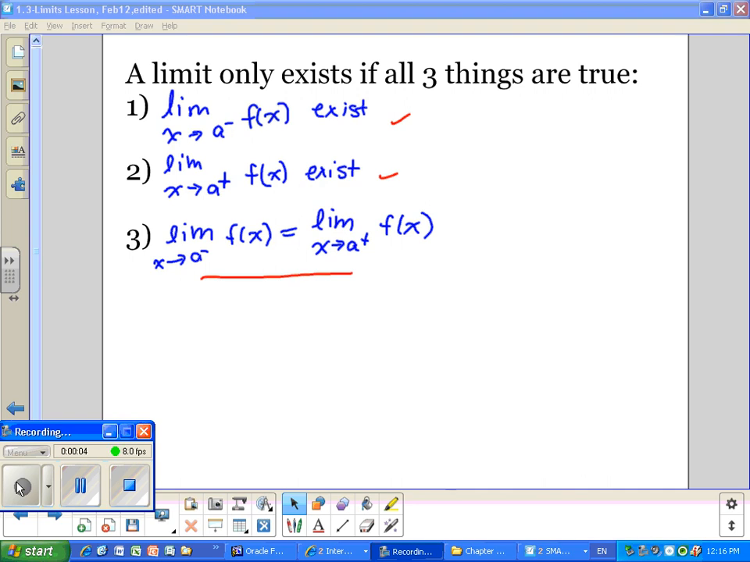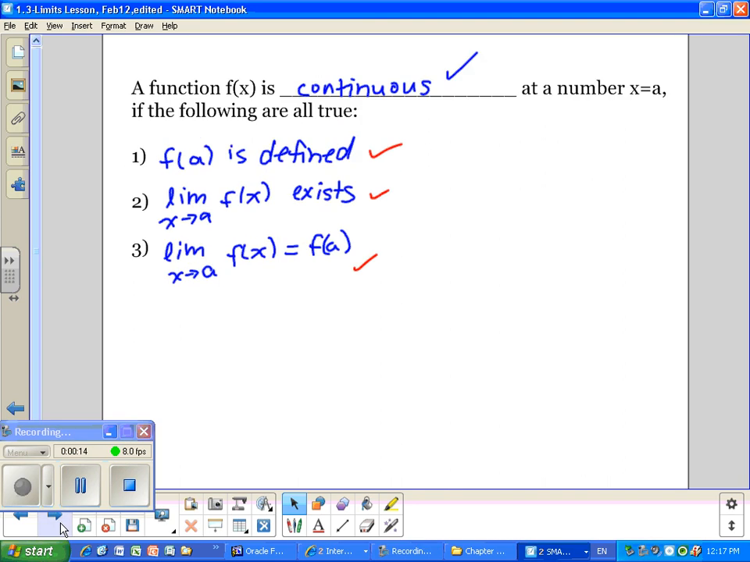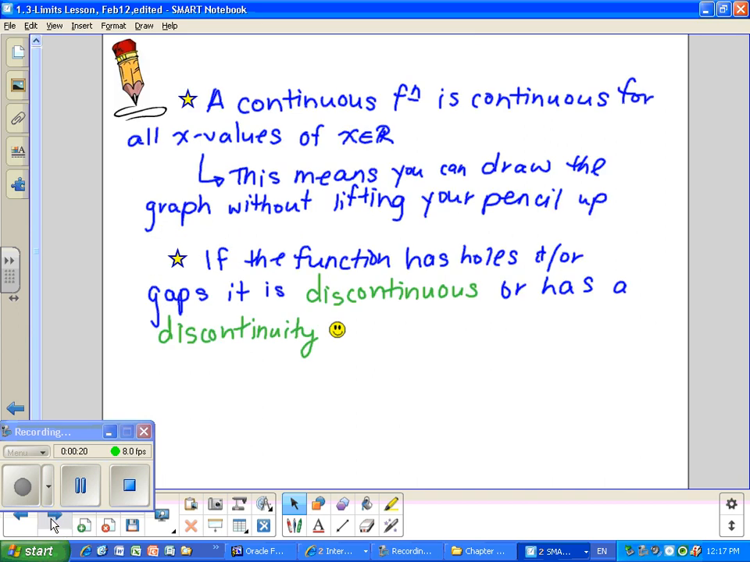exist, and 2, is the limit continuous? So if it exists, it has to have these three things being true, and we'll do an example with that. And if it's continuous, it has to have these three things being true. Okay, and we'll do an example so that you can see that.